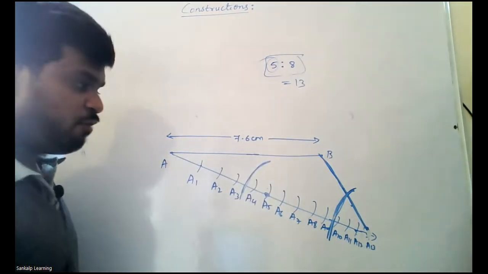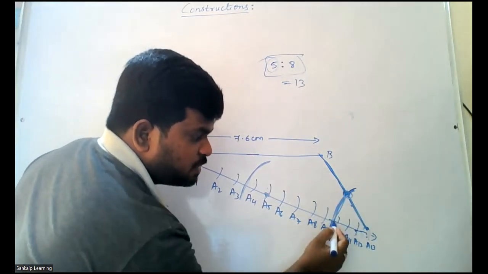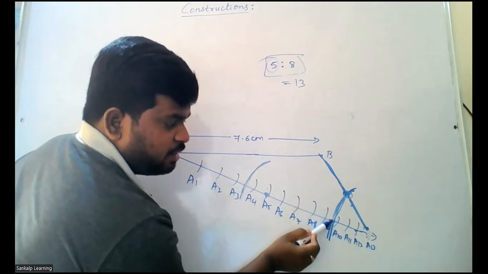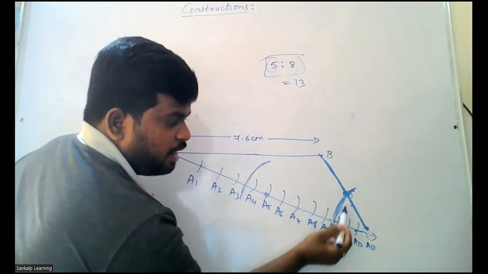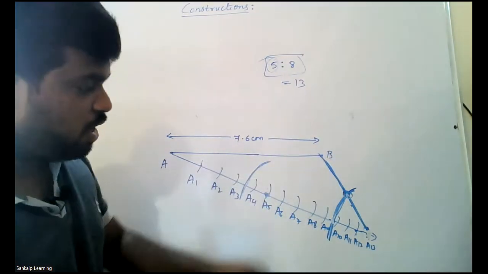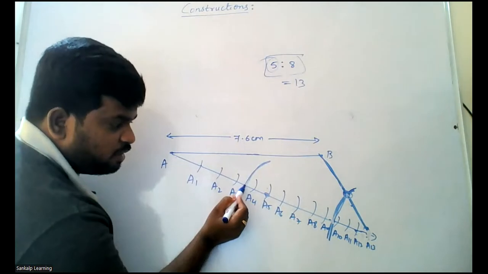Okay, now measure the distance between this point and this point. That is, when you drew the arc, it was touching this line and this line, right? Here and here. Okay, take this measurement with the help of the compass, and now keep it here.